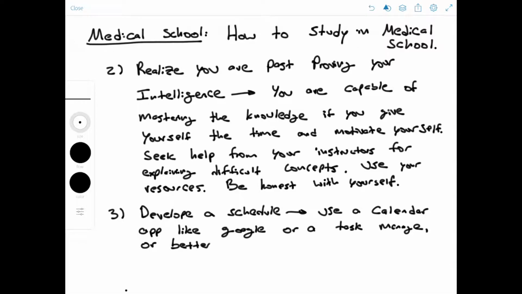If you don't have that, then you're going to have to develop those lecture schedules yourself. Now, beyond that, you need to develop a schedule for actually putting in your study time. So have time in your day where you're going to review your notes. Have time in your day where you're going to review the past week's material. Have time in your day later on in medical school where you're reviewing the previous sequences.